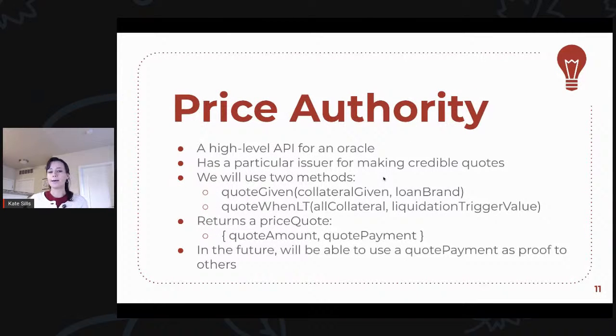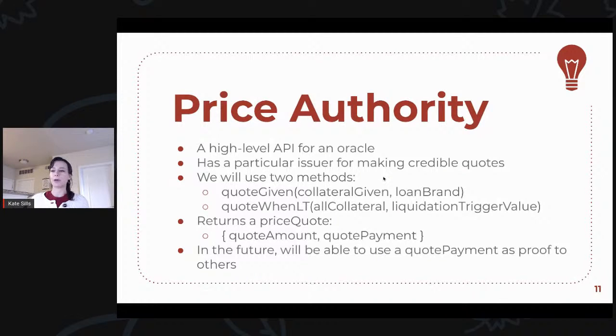Okay, so this loan contract is going to use a price authority, which is something that is new with our work with Chainlink. A price authority is a high-level API within the Agoric platform for an oracle, and it has a particular issuer for making credible quotes. We're going to use two methods on the price authority. We're going to use a quote given, which you pass in the amount that you want the quote for and the brand in which you want the quote.